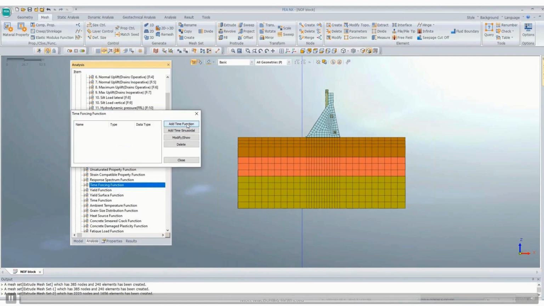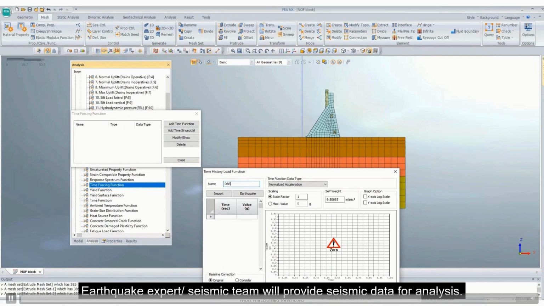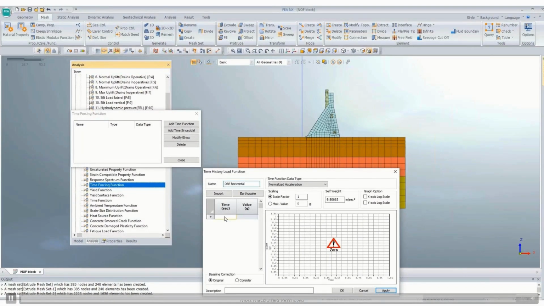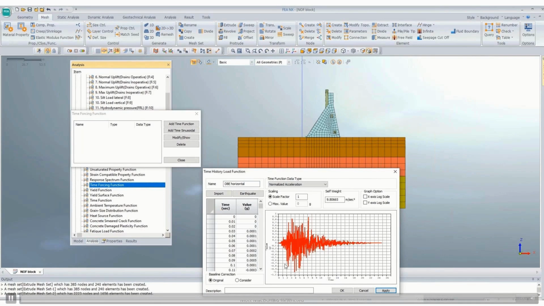Add time forcing function, say DBE horizontal. Copy and paste it here. You can see this seismic wave ground motion time history is normalized to 1. That means while analyzing, the peak ground acceleration is considered as 1, and other accelerations are computed considering this as 1. So while analyzing we have to multiply it by the peak ground acceleration for the DB condition. 0.12 is our seismic coefficient, so we have to multiply it with that. Apply.